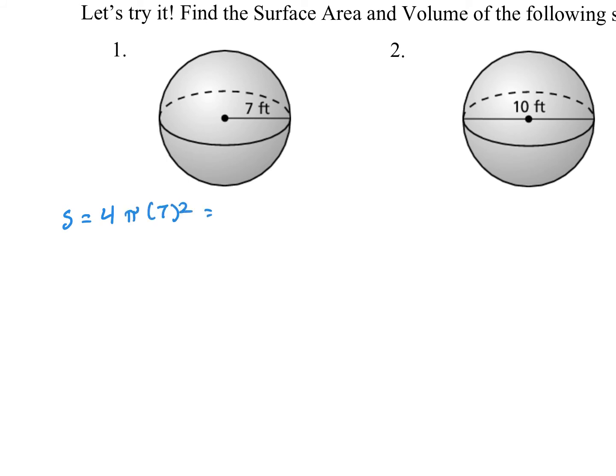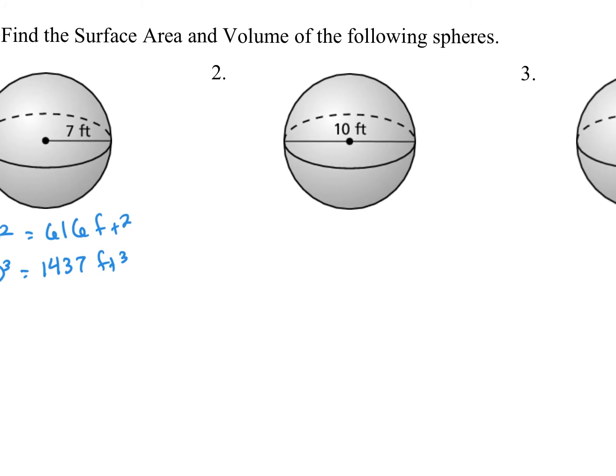That gives us 616 feet squared for the surface area. The volume is 4/3 pi times 7 cubed. That gives us 1,437 feet cubed of units on the inside.